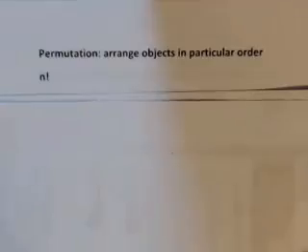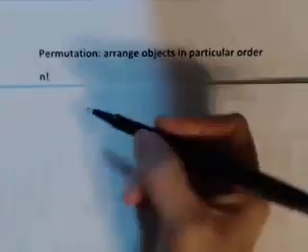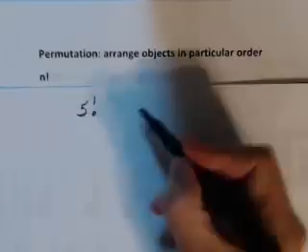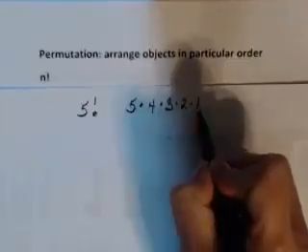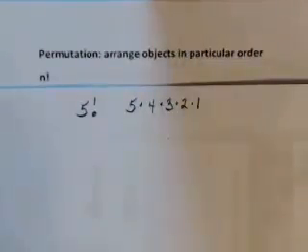A permutation is an arrangement of objects in a particular order, like president, vice president, secretary, first place, second place, third place, blue ribbon, red ribbon, yellow ribbon. There is an ordering, a particular order to the problem. Now, n factorial means that you're going to take the number and you're going to multiply it down to 1. That's what n factorial means.